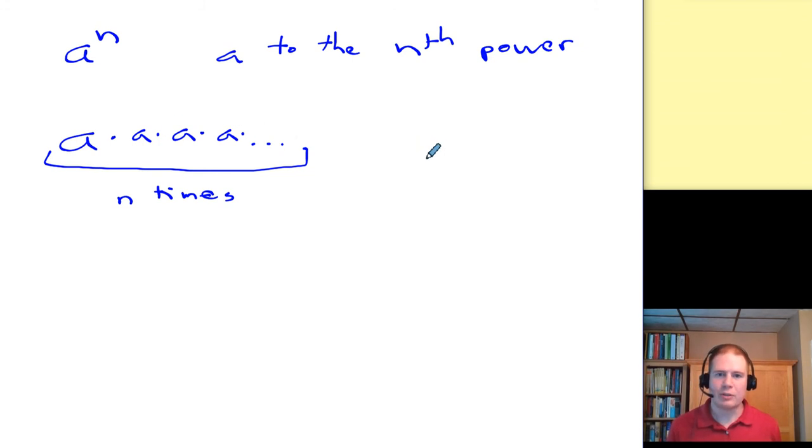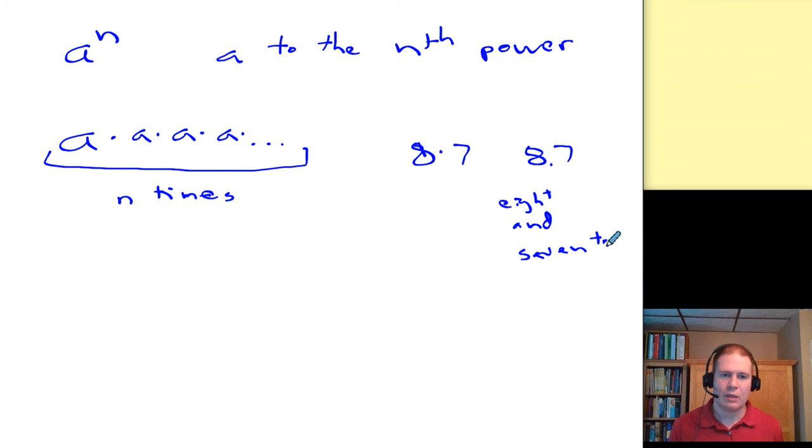If I write something like 8.7, that's not the same as 8.7. This is the decimal point where I have 8 and then 7 tenths, separating the ones place from the tenths place. This dot that's in the middle means multiplied.